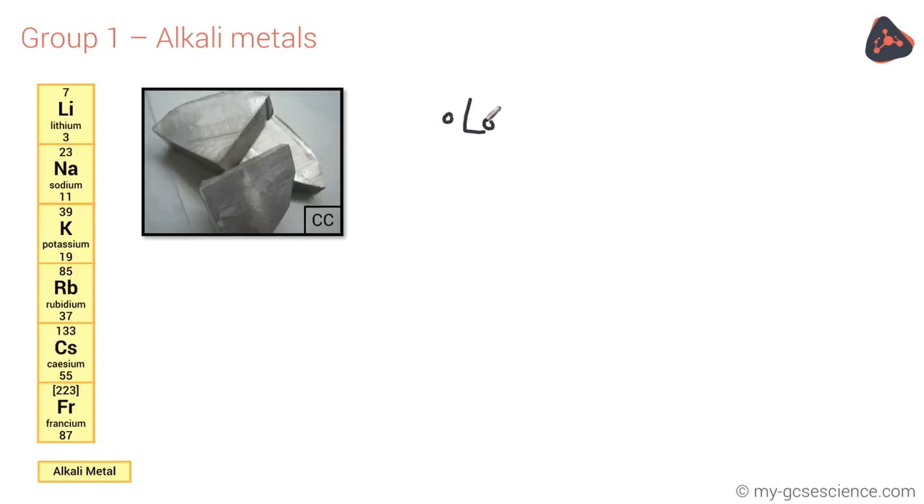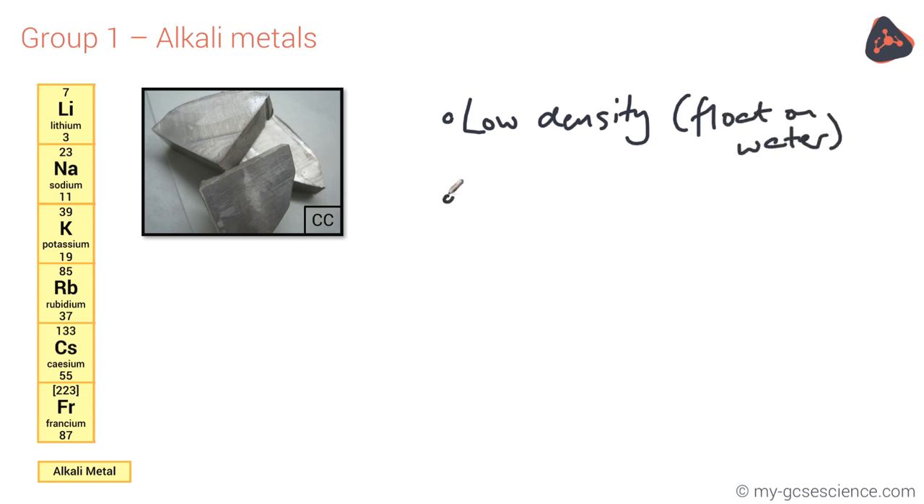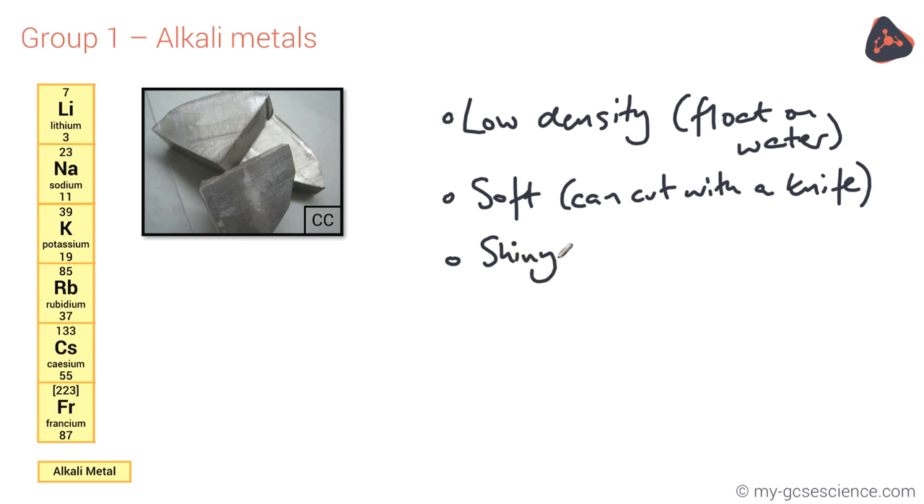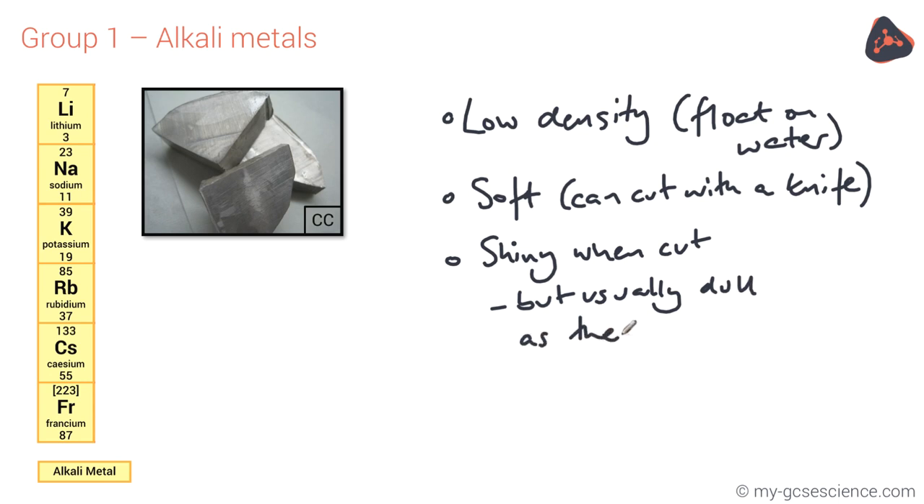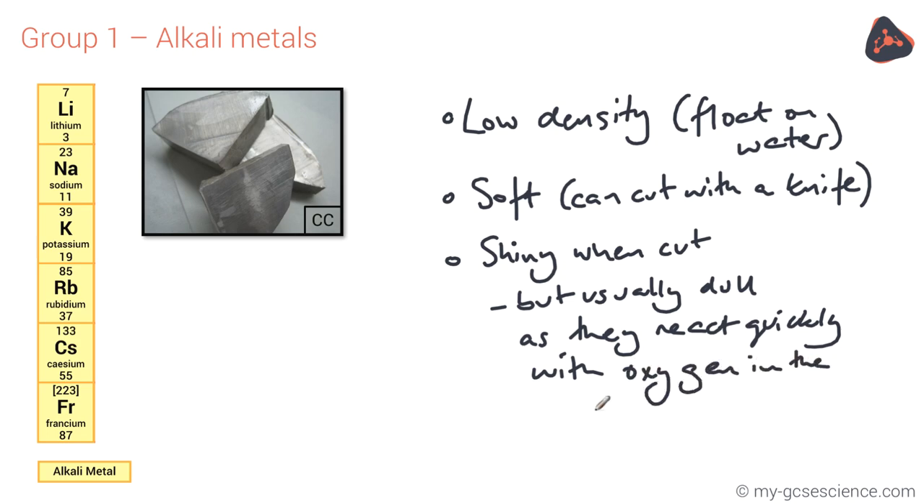The alkali metals all have similar properties. They have low densities, which is quite an unusual property of metals, which means that they can float on water. They're also quite soft and can be cut with a knife. As most metals are, Group 1 metals are shiny, but only when they've been recently cut, because they react really quickly with the oxygen in the air, which quickly tarnishes them into a white or dark, dull colour.